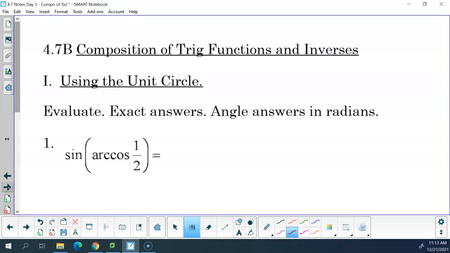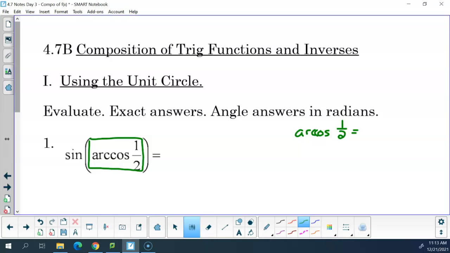Okay? So, same concept as before. The first thing that I'm going to do is this part in here. Start on the inside, work your way out. So this is saying, what is the arc cosine of 1/2?